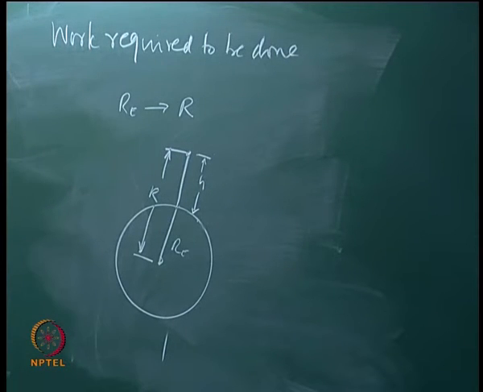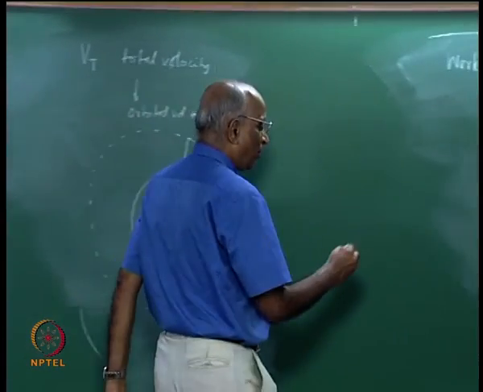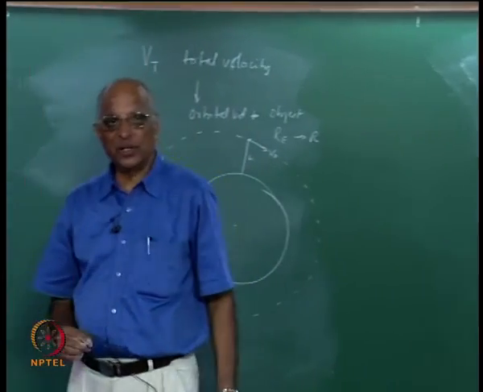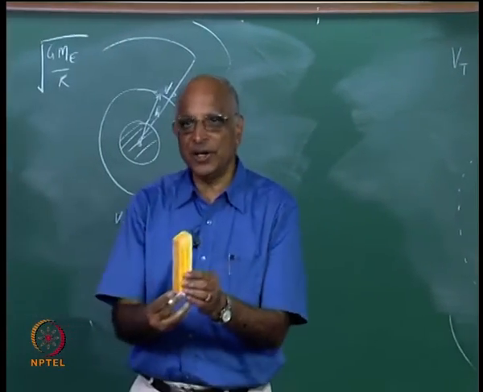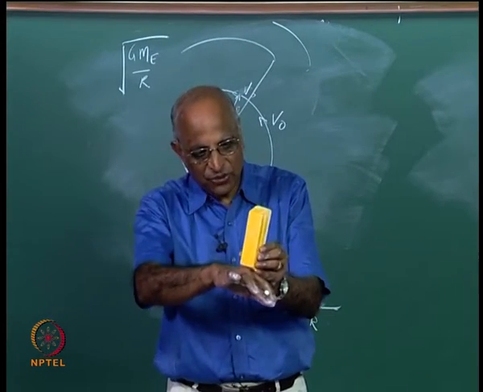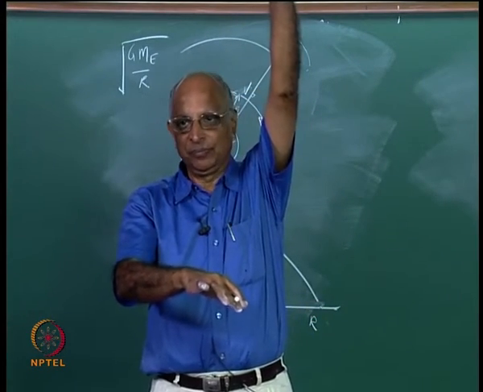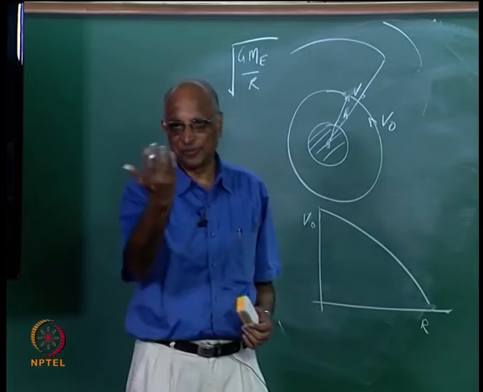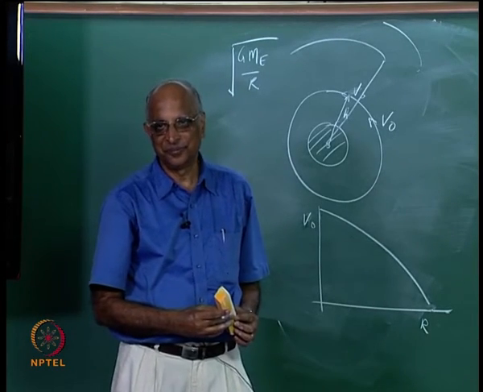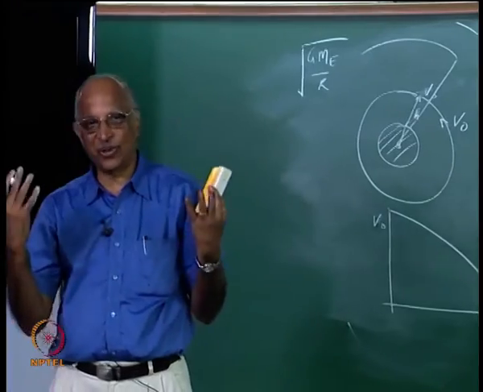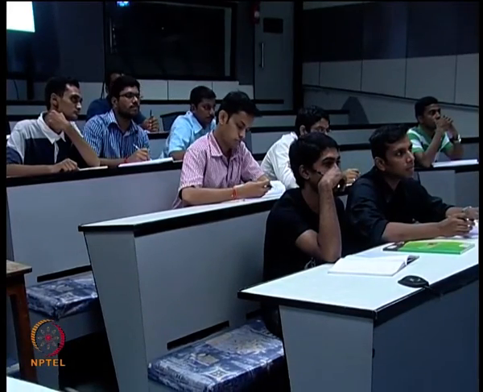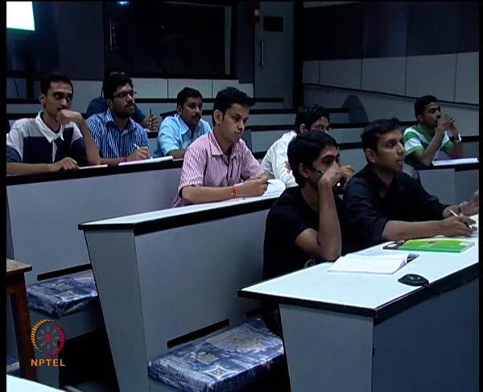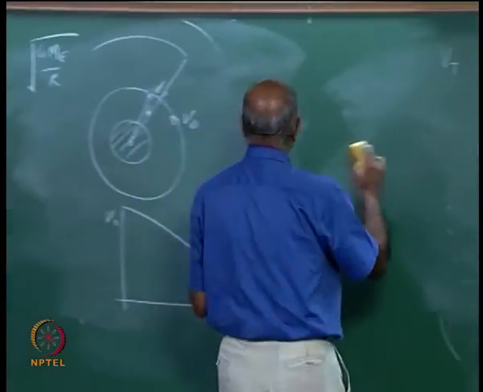What is the work required to be done? Let us say that the mass of the object or spacecraft is small m. How do I calculate the work done, or the potential energy required to take the spacecraft from the surface of the earth to a height h? How do I do it? Any suggestions? Yes? How will you solve this problem? I want the work which is required. And what is work? Work is equal to force into distance. What is the force? Yes, you have to get rid of the gravitational force.